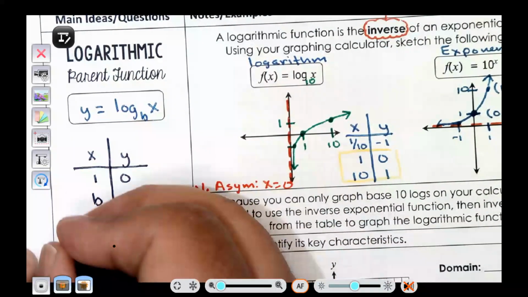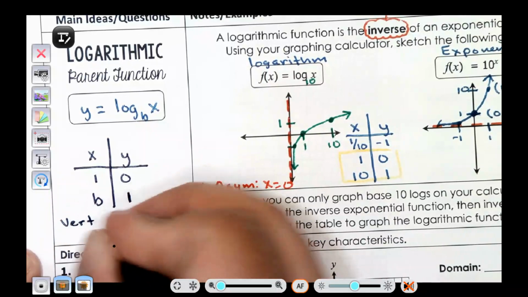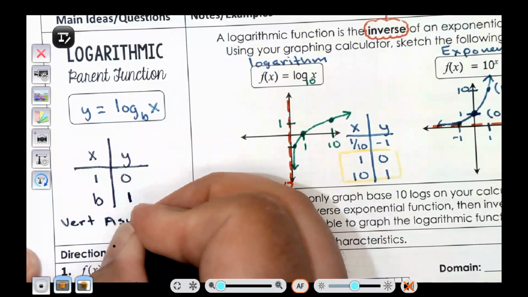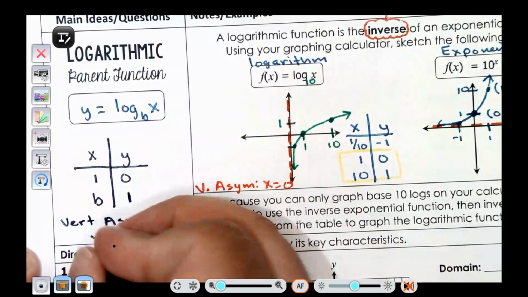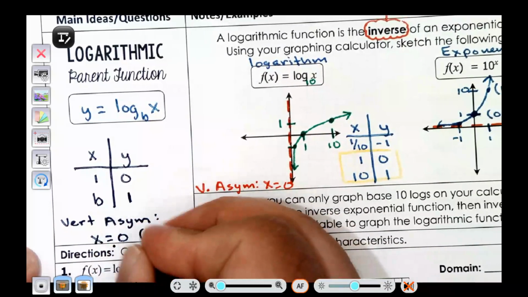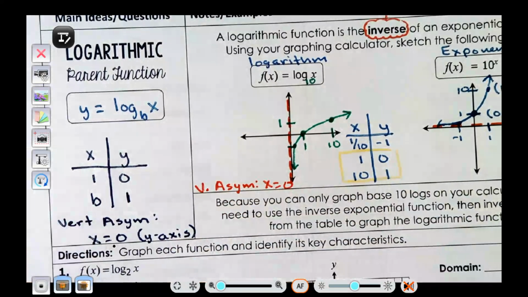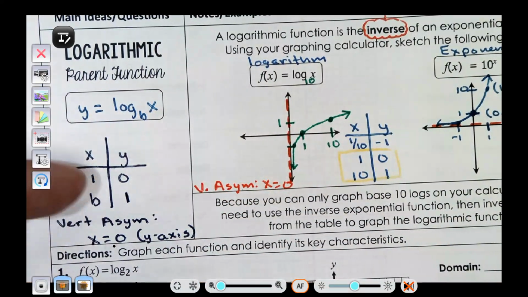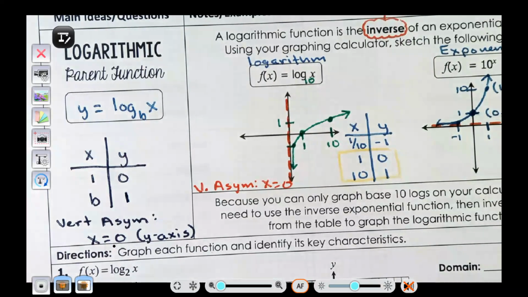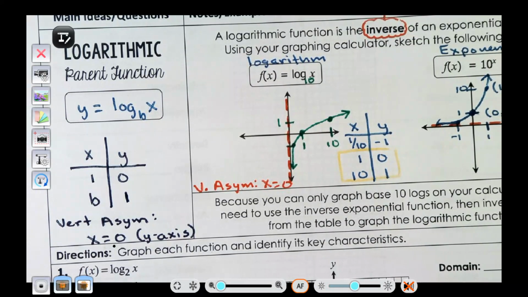But then the other big thing is we have a vertical asymptote. And that vertical asymptote is x equals 0, aka the y-axis. So for a parent function, these are the 3 things I need to remember. 1, 0, b, 1, those are 2 points, but we have a vertical asymptote. Remember, we need to draw it out. So we are going to have an increase and a decrease. We don't tend to call it growth and decay, although you can still technically use those words.